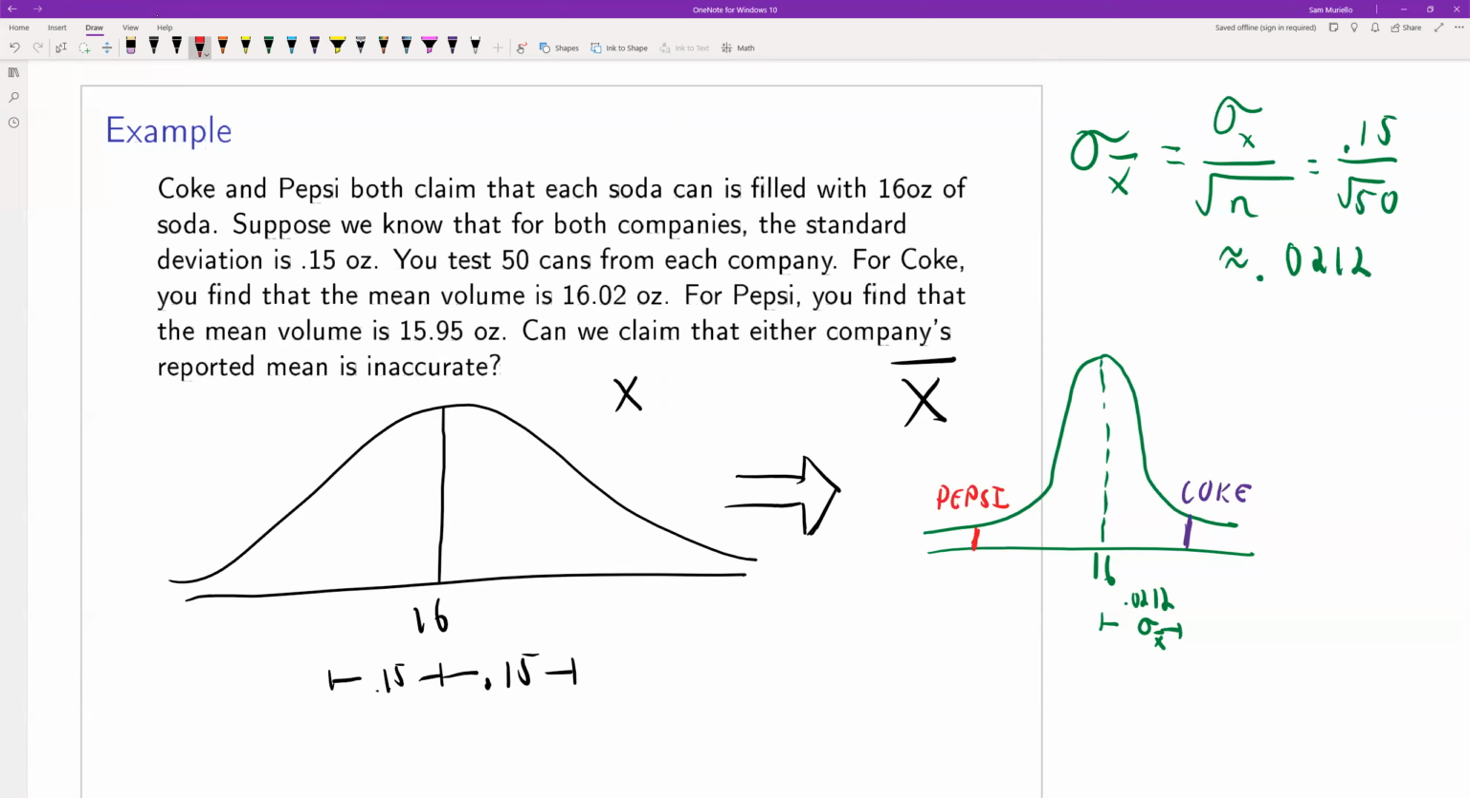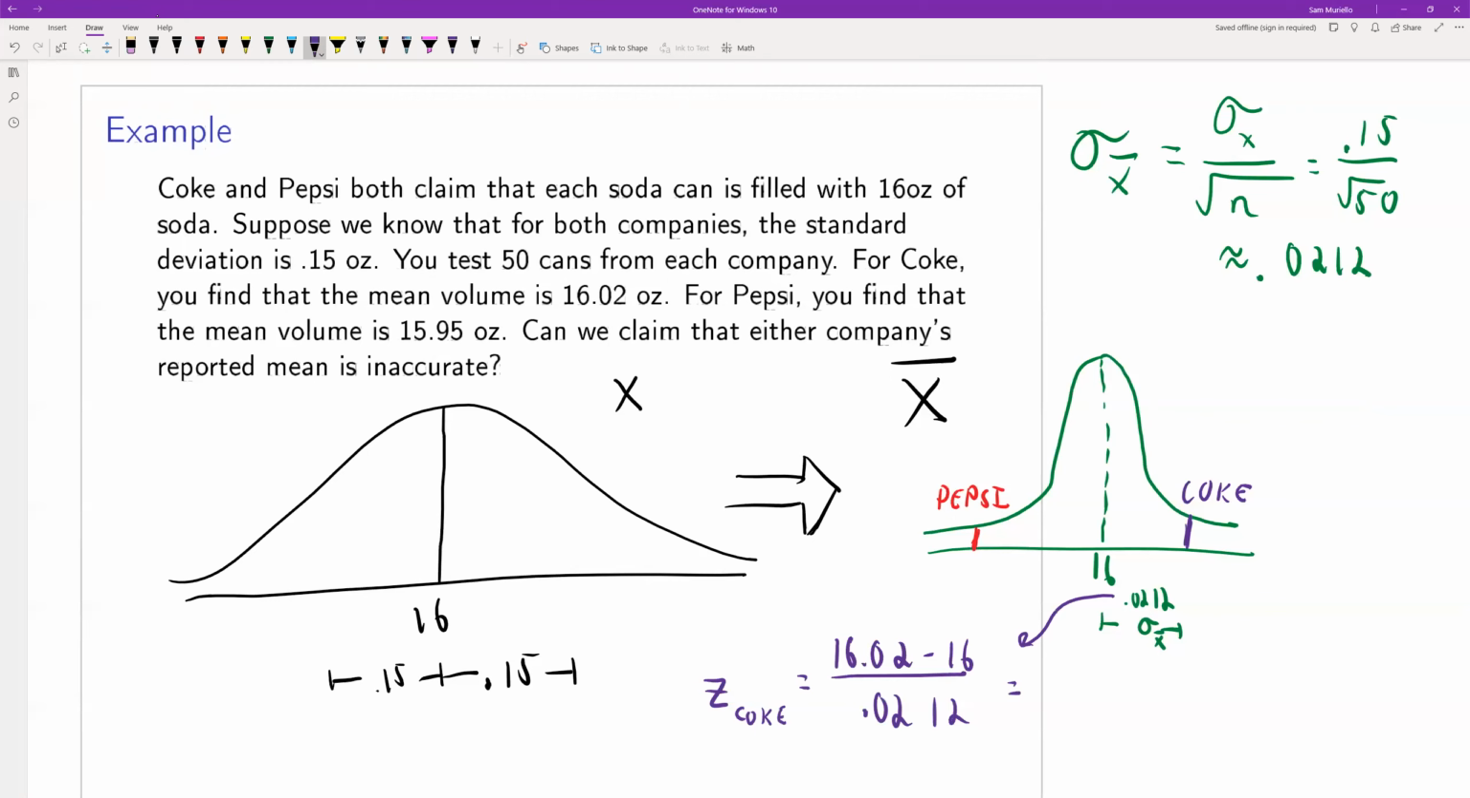Now, there's a couple ways that we could go about doing this. The first way, the easier way more likely, is to find the z-score. Because we just need to see if the z-score is between -2 and 2. So let's go ahead here. The z-score for Coke will end up being 16.02 minus 16 divided by, we'll always use this standard deviation because we're looking at the full sample, 0.0212. And we'll see what that comes out to be.